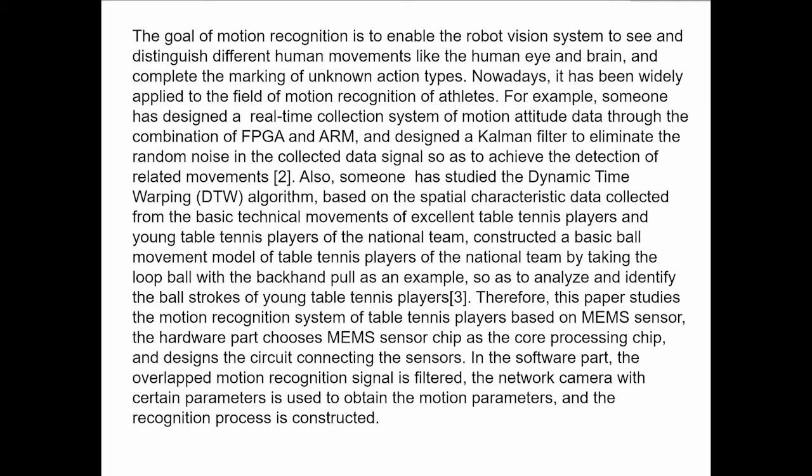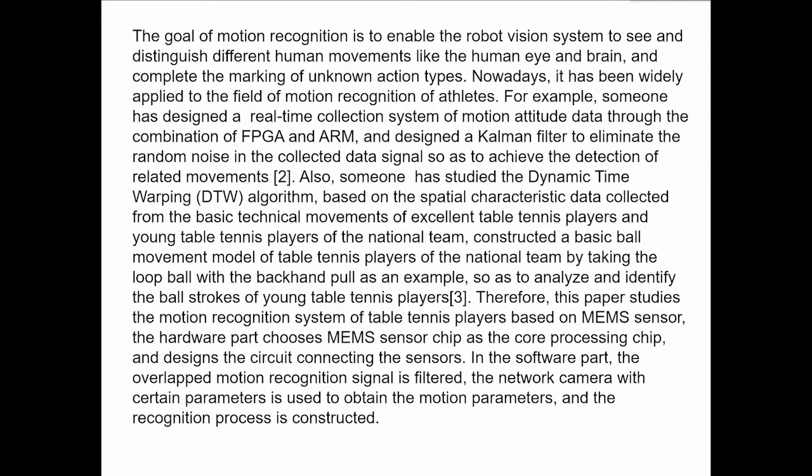For example, someone has designed a real-time collection system of motion attitude data through the combination of FPGA and ARM, and designed a Kalman filter to eliminate the random noise in the collected data so as to achieve the detection of related movements. Also, someone has studied the dynamic time warping algorithm based on the spatial characteristics collected from the technical movements of excellent table tennis players and the young table tennis players of the national team.